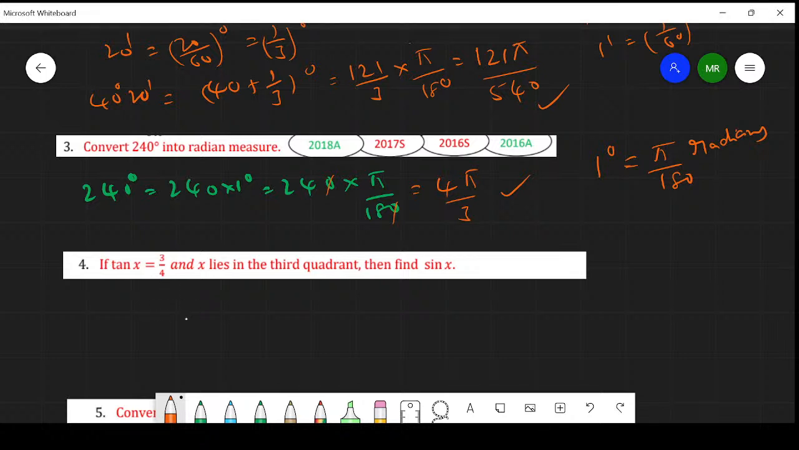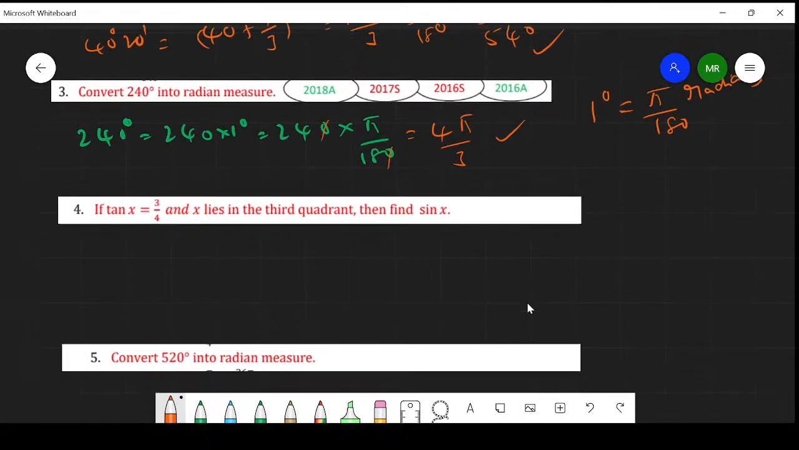If tan x equals 3 by 4 and x lies in the third quadrant, then find sin x. Tan x is equal to 3 by 4, and x lies in the third quadrant. In the third quadrant, tan and cot are positive, sine is negative. Correct? We should get the sine value negative.